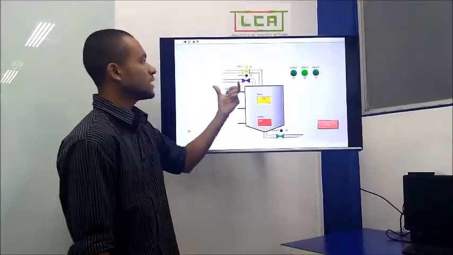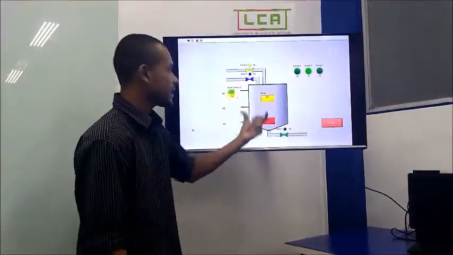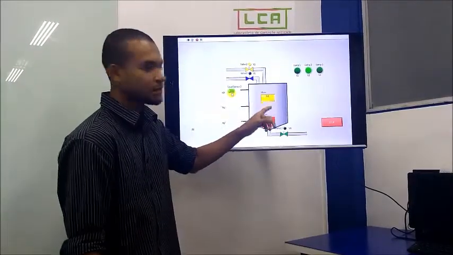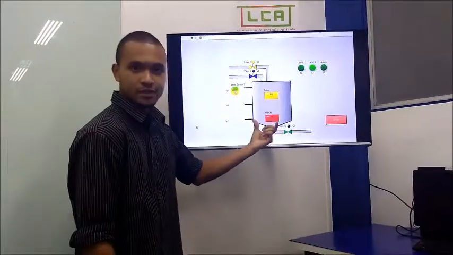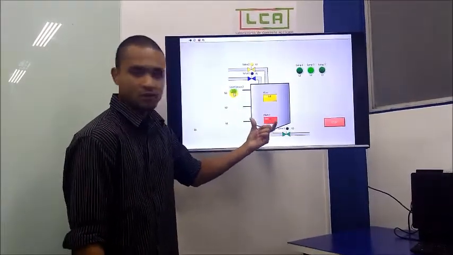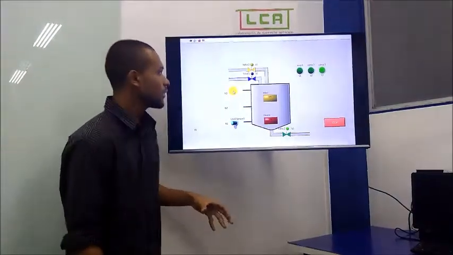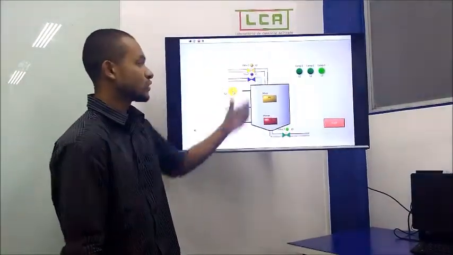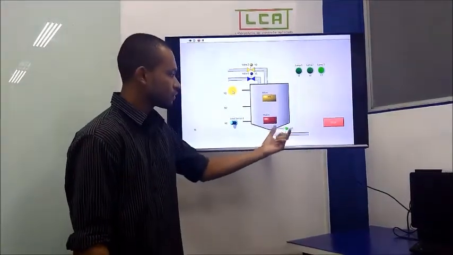Valve number 2 controls the calcium hypochlorite entrance in the tank. And the mixer is now turned on too. So the mixer and heater in this stage are both turned on. And in the fourth and last stage, we have valve 2 turned off, and valve 3 opened to release the mixture to the pool.